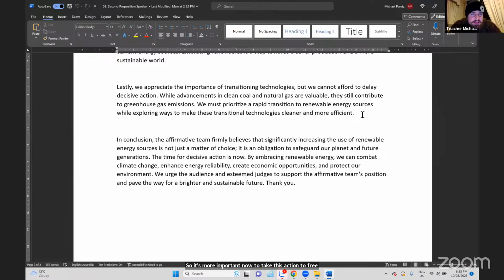In conclusion, the affirmative team firmly believes that significantly increasing the use of renewable energy sources is not just a matter of choice, it's an obligation to safeguard our planet and future generations. So the argument they're summing up with here is that it's not just something that would be nice to do, it's something that we need to do. It's very important to protect the future generations. The time for decisive action is now. By embracing renewable energy, we can combat climate change, enhance energy reliability, create economic opportunities, and protect our environment.